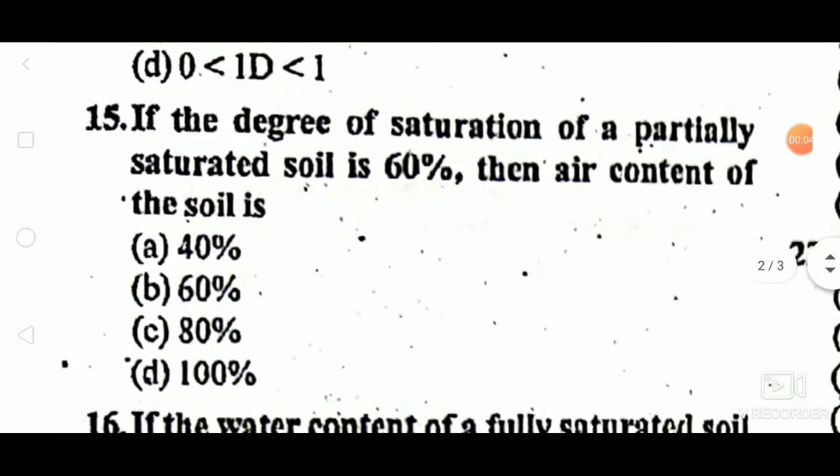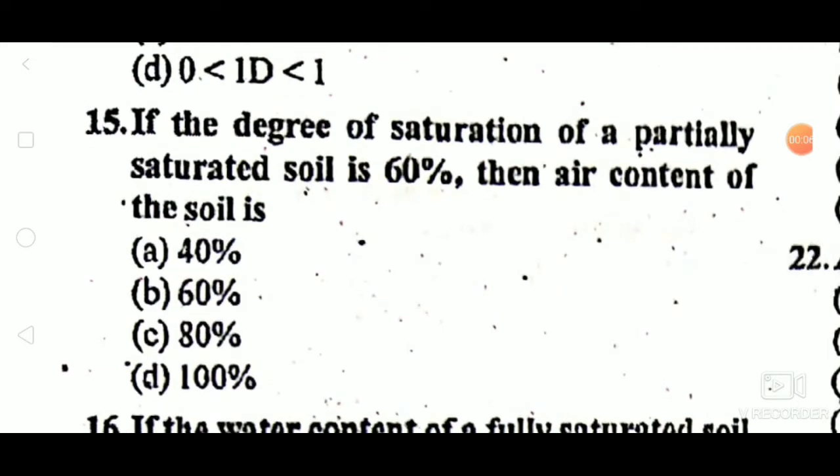Next question, if the degree of saturation of a partially saturated soil is 60%, then air content of the soil is. Here the summation of degree of saturation and air content will be 100%. So saturation is given 60%. So answer is 40%. Option A is correct.